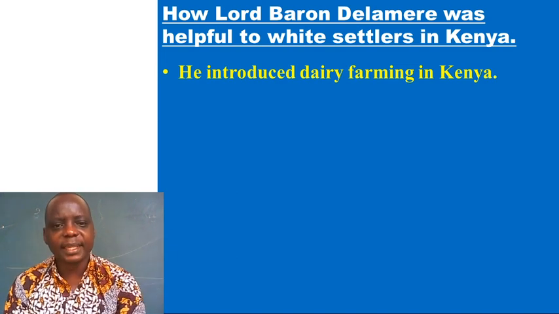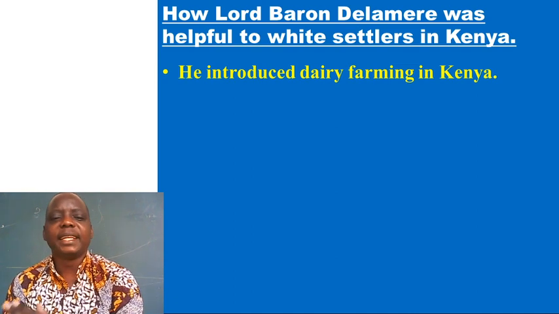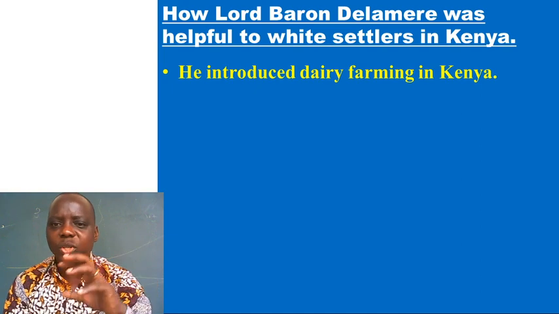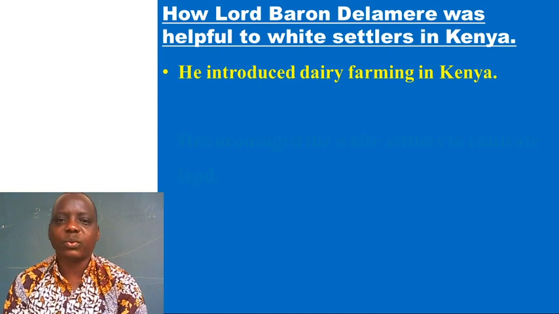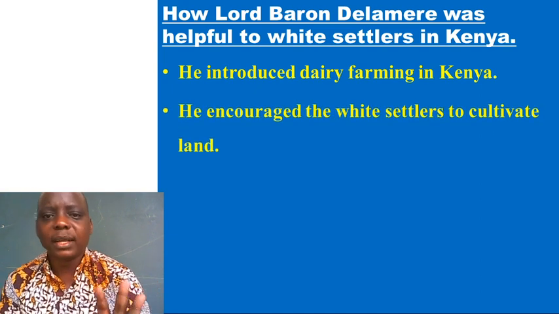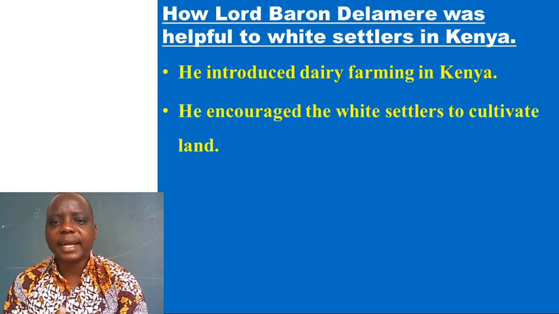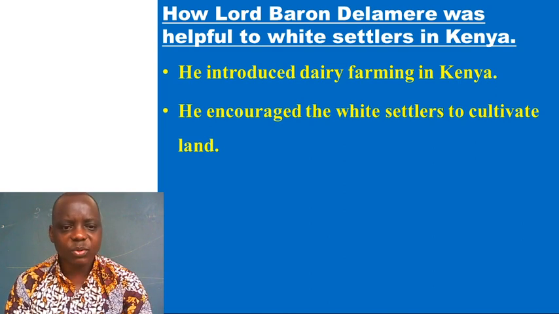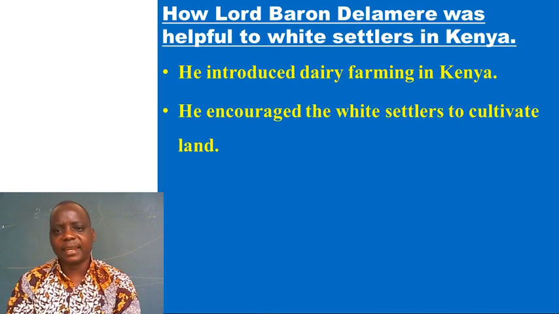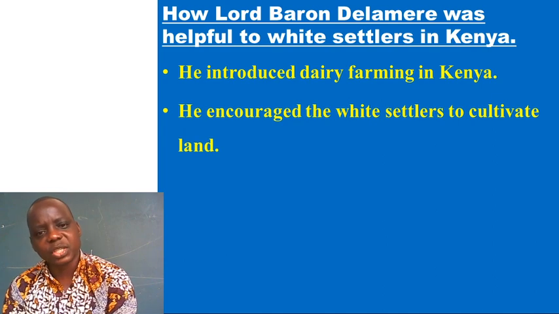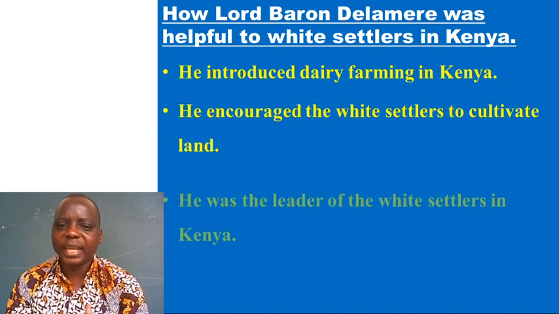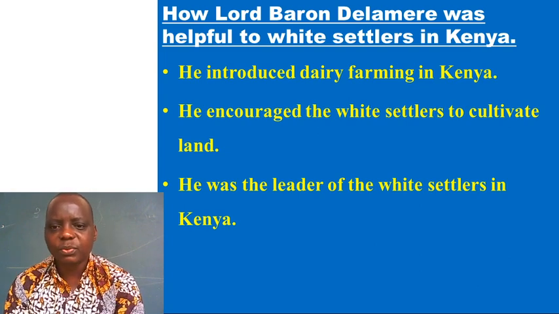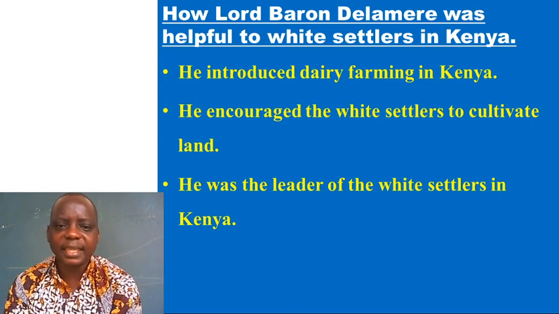So dairy farming in Kenya is basically concentrated in the Kenya Highlands, which were occupied by most of the white settlers. Two, Lord Baron Delamere encouraged the white settlers to cultivate the land. Why did he encourage them to cultivate the land? The land was fertile enough for the cultivation of crops, and when they cultivated, they definitely got a high yield of crops that supported the Kenyan economy.